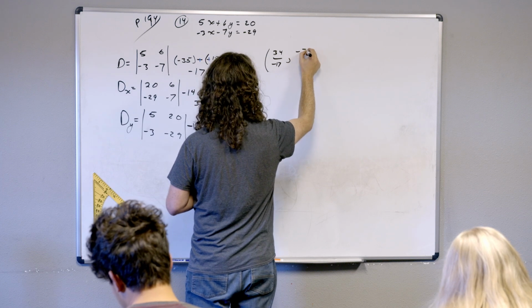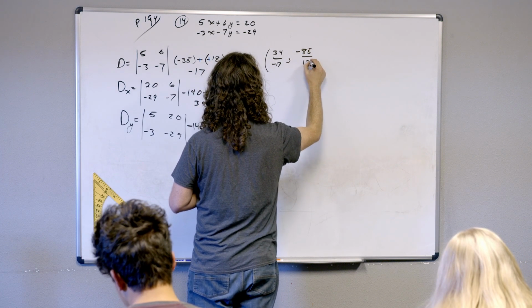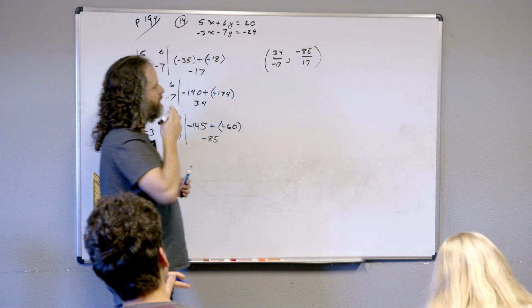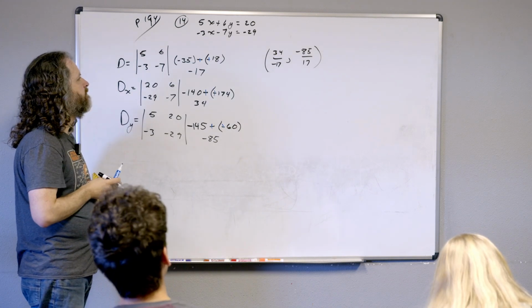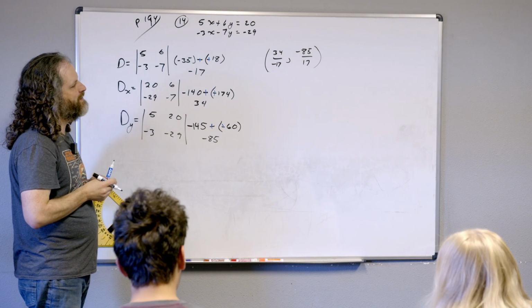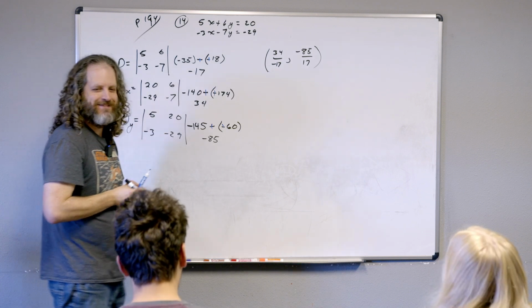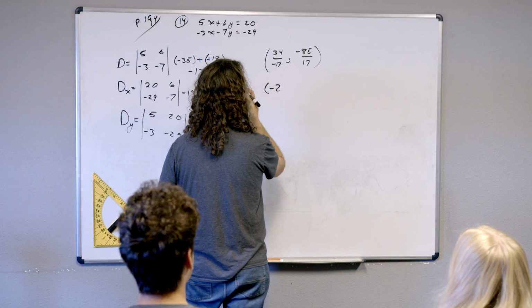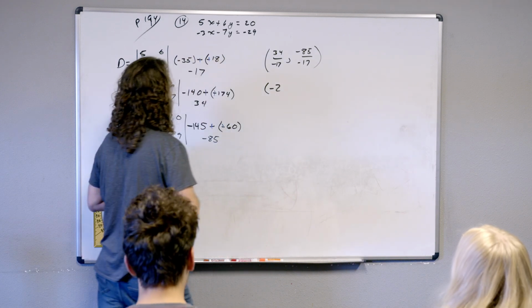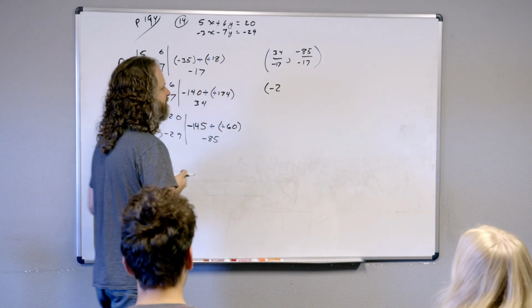Did you forget your negatives? What's 34 divided by negative 17? Are they both supposed to be negative? Negative, both 17s? Yes. Thank you. Is that 5? Yeah.